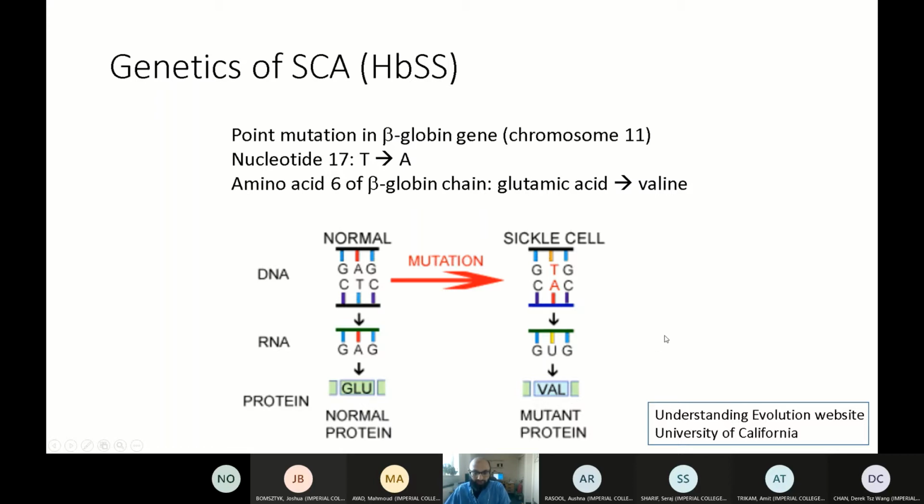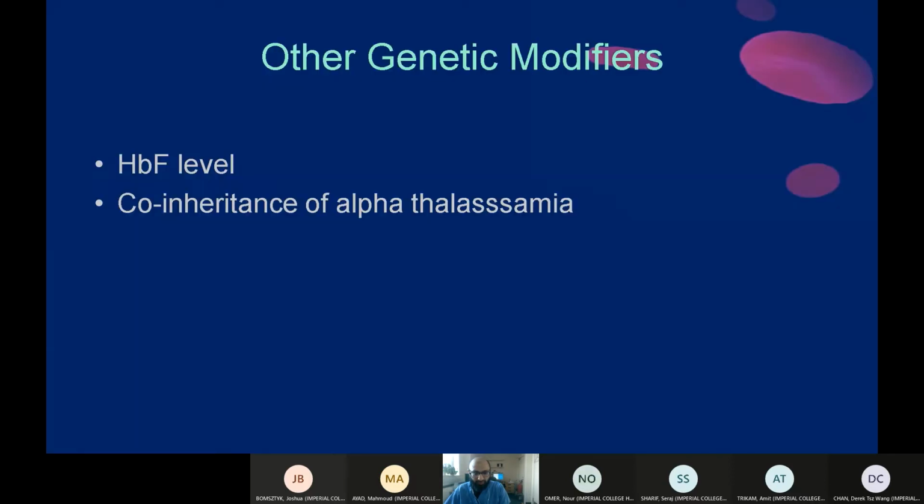And this is in contrast to some other genetic diseases like hemophilia A and B, for instance, where the genetic mutation often involves large deletions in part of the factor 8 and factor 9 genes. So here we're just talking about a single point mutation and an amino acid substitution.